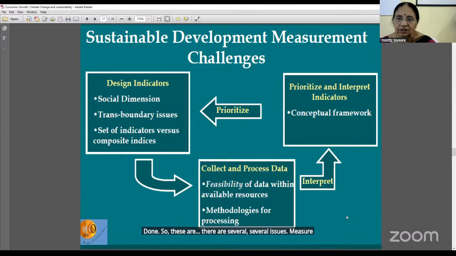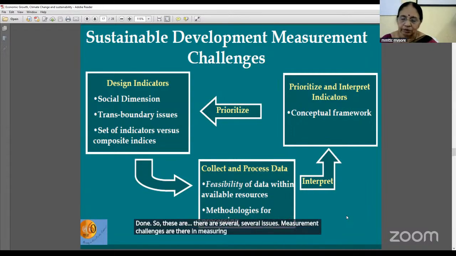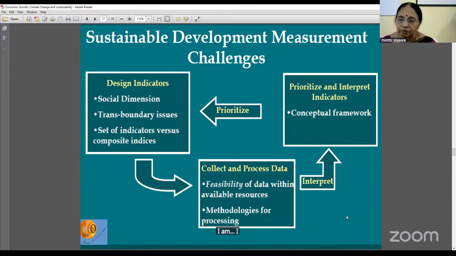Measurement challenges are there in measuring sustainable development at the international level and at the national level also. Several attempts are made to arrive at appropriate indicators for measuring sustainable development. And India has adopted an Indian version of sustainable development goals. I'm sharing some material for you.